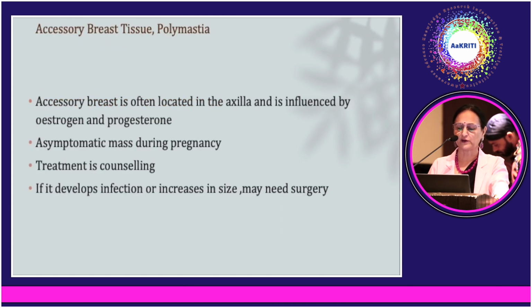Accessory breast is often located in the axilla, along the milk lines, influenced by estrogen and progesterone, and we as gynecologists see this condition very, very frequently. Our patients are quite worried about it. They think that this is a cancerous growth. This is an asymptomatic mass sometimes seen during pregnancy, and treatment is just counseling, but one should be very clear that it is there. If it develops infection or increases in size, it may need surgery.